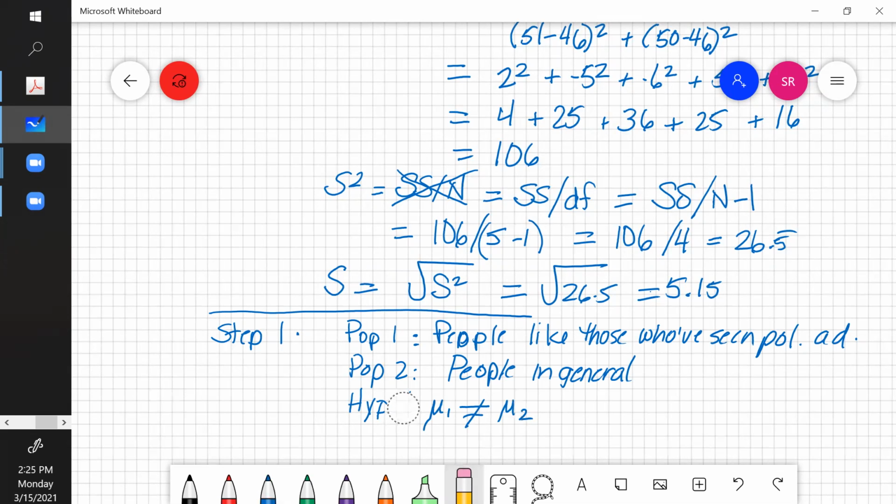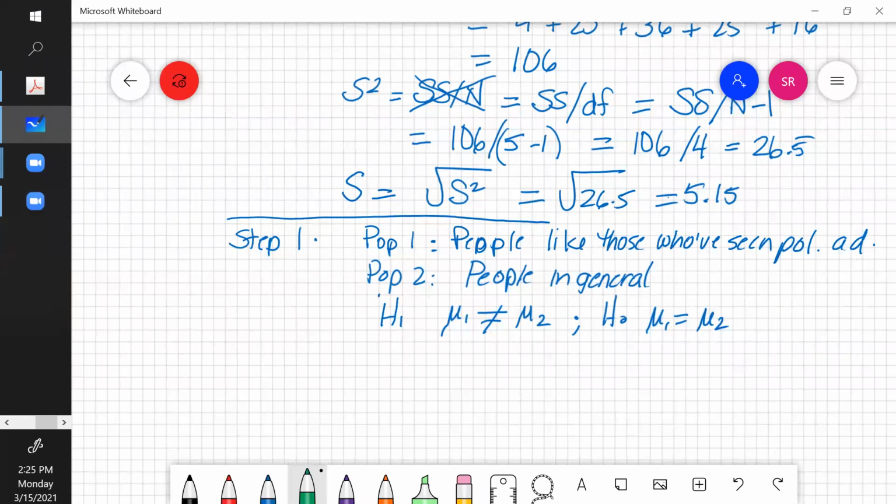Let me make this a little more clear, that is our research hypothesis. That's what the researcher is interested in. And we know that our null hypothesis simply states that the mean for population 1 is equal to the mean for population 2.